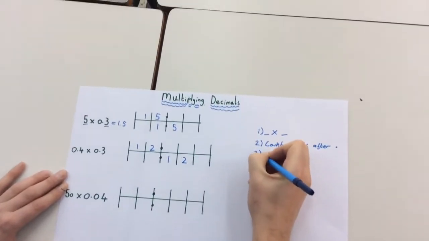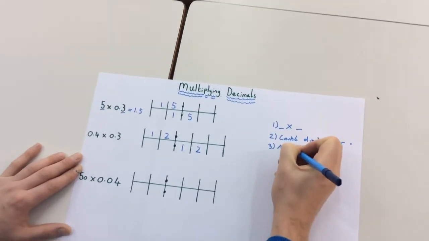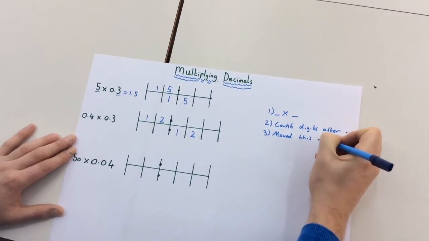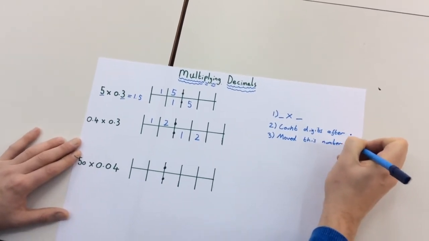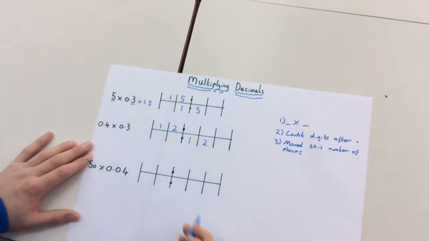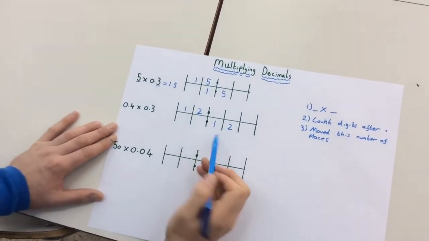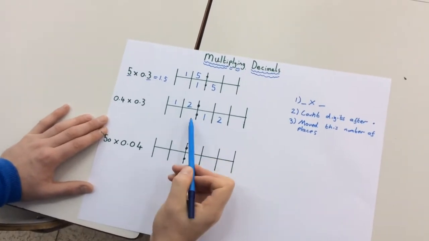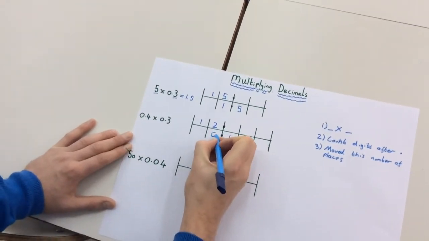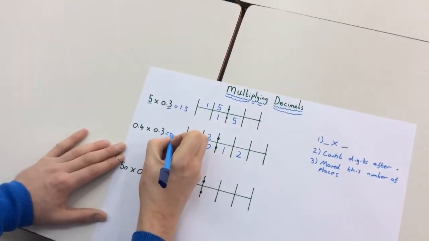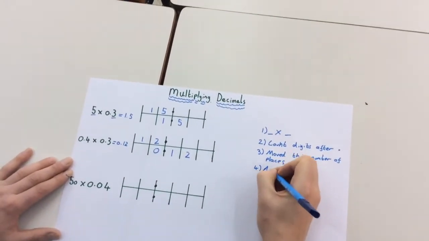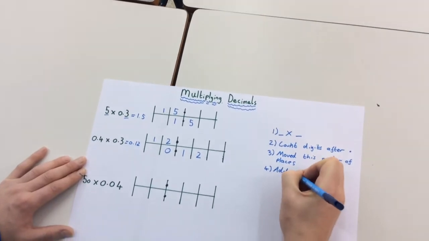So what I've done is I've moved this number of places. Now my answer here then is 0.12. Well, in Spain and in England, we put a 0 here. We call it 0.12. So I need to add a placeholder. 0.12. So the final thing, we add placeholders.